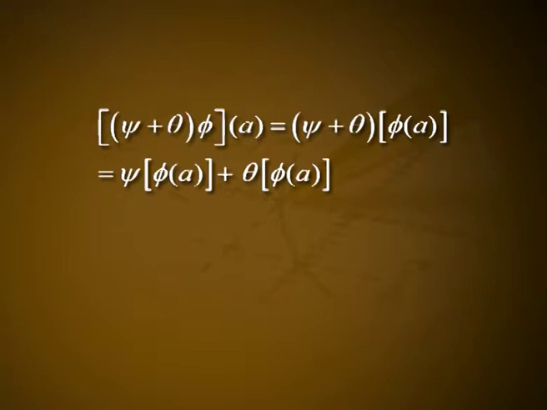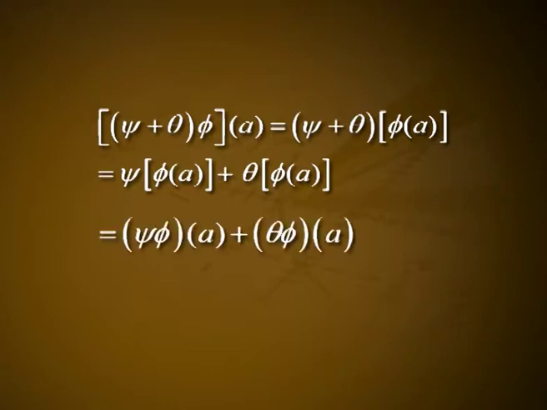Also, the right distributive law follows from the following: (psi plus theta) phi of a is equal to (psi plus theta) of phi of a, which is equal to psi of phi of a plus theta of phi of a, which is equal to psi phi of a plus theta phi of a, which is equal to (psi phi plus theta phi) of a. This completes the proof of the theorem. The following example illustrates that the above ring Hom A need not be commutative.